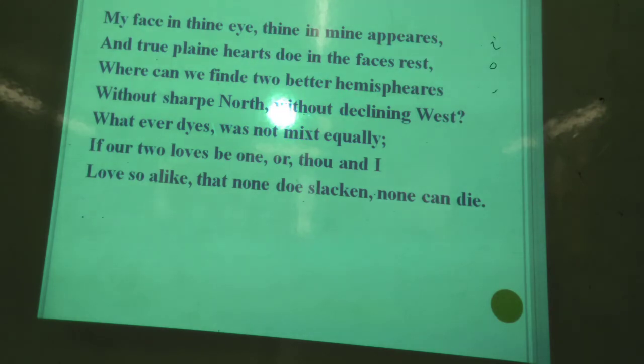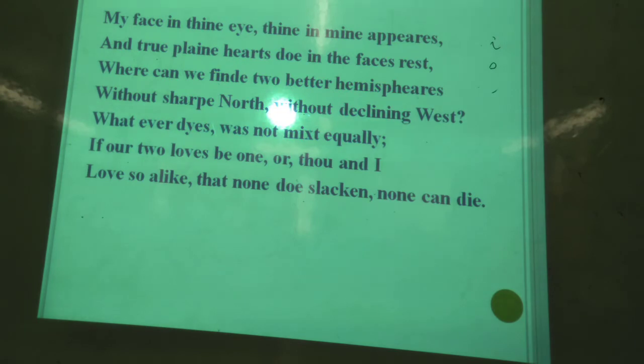Then, whatever dies was not mixed equally, if our two loves be one, or thou and I love so alike, that none doth slacken, none can die. So if our love continues this way, however we are loving, we can never die, or the love will never die as well.